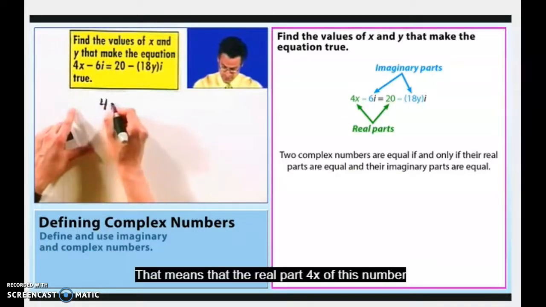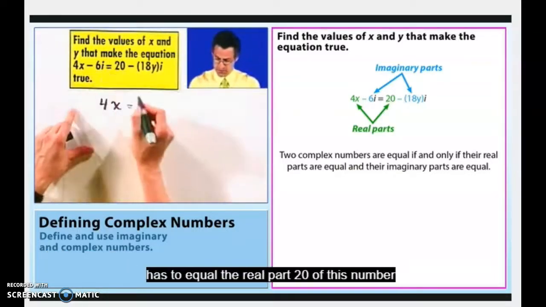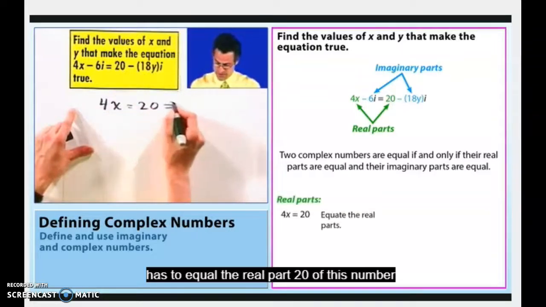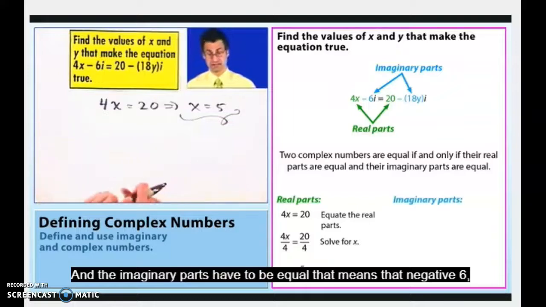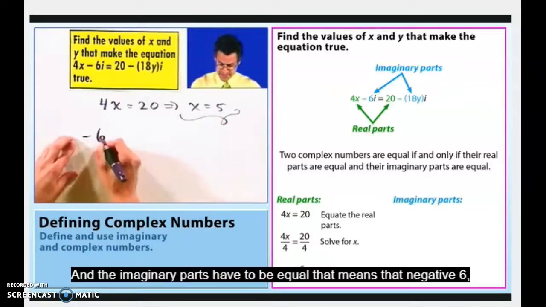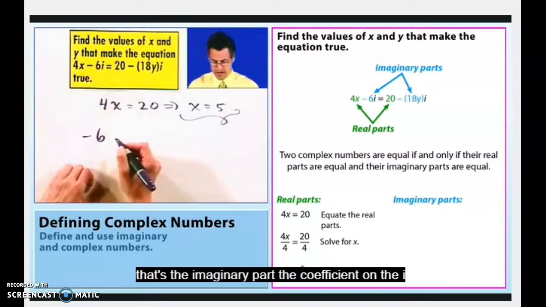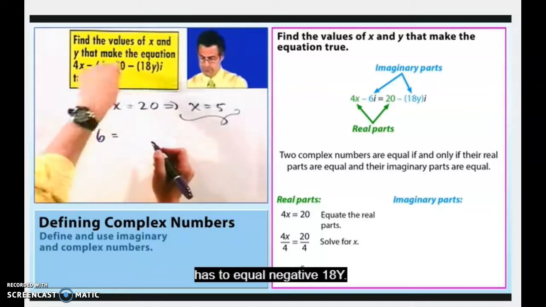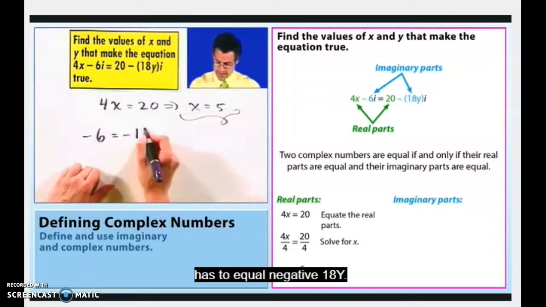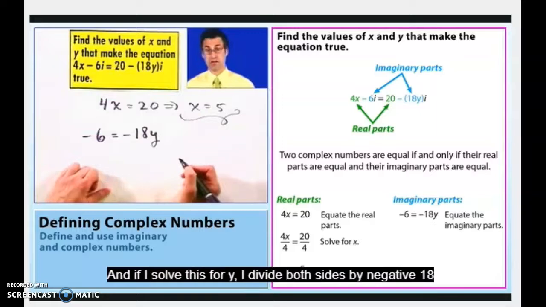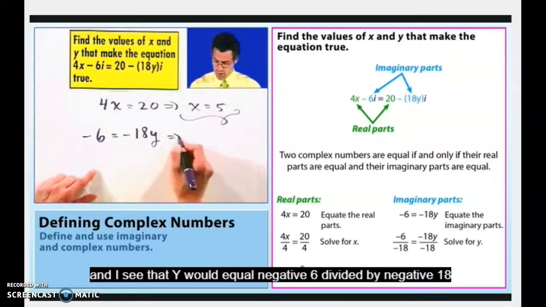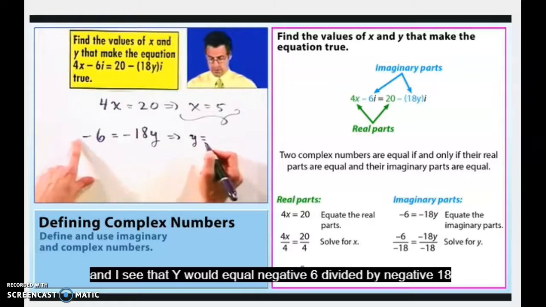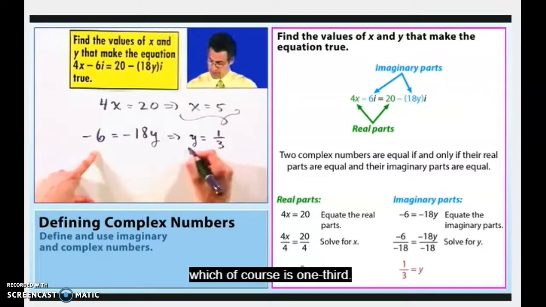That means that the real part, 4x of this number, has to equal the real part, 20 of this number, which tells me that x equals 5. And the imaginary parts have to be equal. That means that negative 6, that's the imaginary part, the coefficient on the i, has to equal negative 18y. Now if I solve this for y, I divide both sides by negative 18, and I see that y would equal negative 6 divided by negative 18, which of course is 1/3.